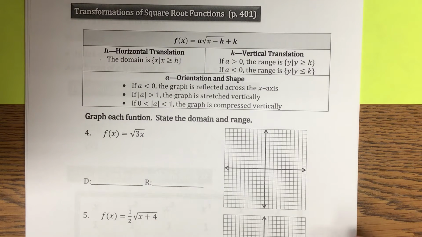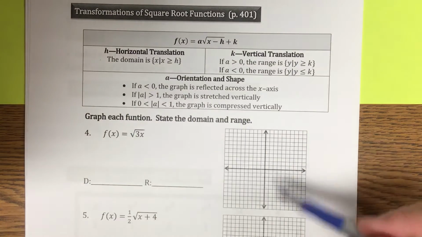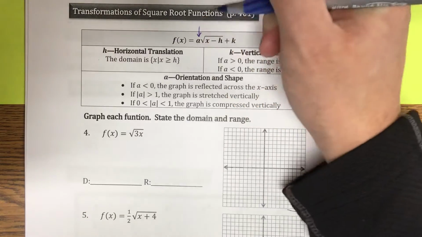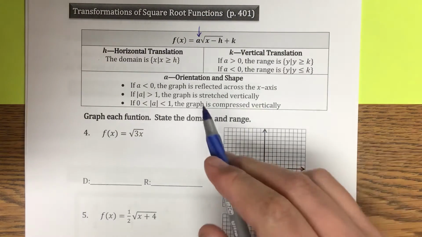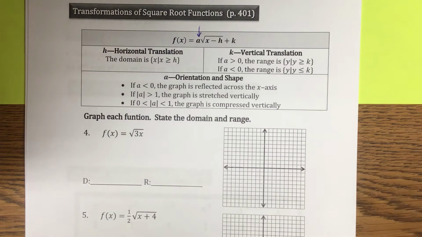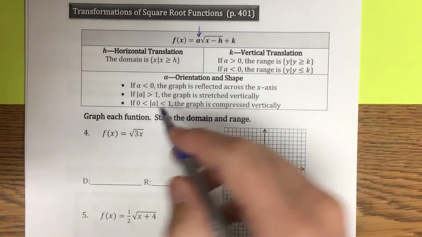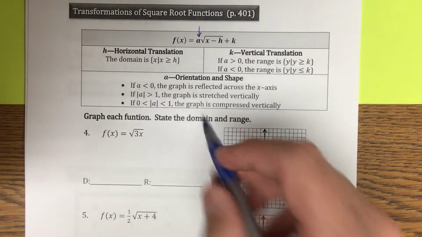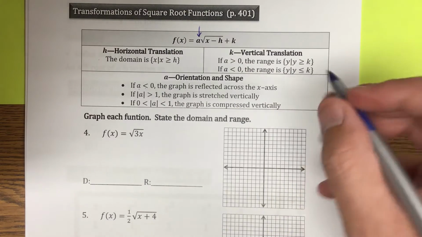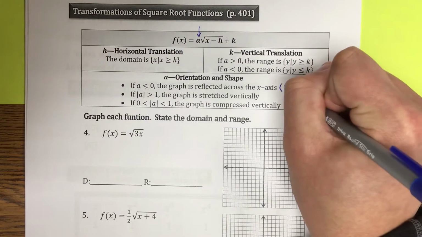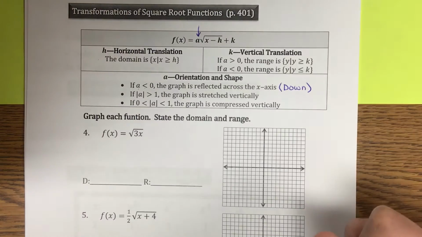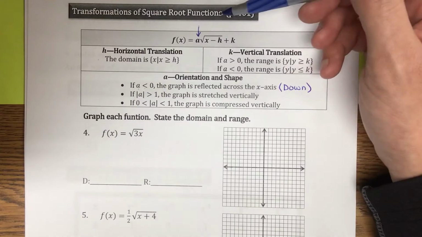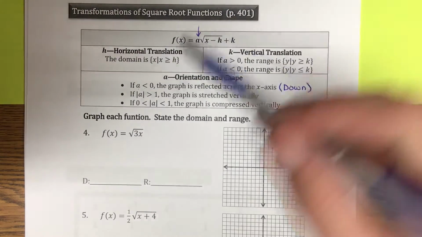So there are some rules that you can pay attention to when it comes to transformations of square roots. I'll hit the highlights here for you. The a value out front is going to describe if your graph is going up or if your graph is going down. So it says here in this first bullet point, if a is less than 0, if it's negative, the graph is reflected across the x-axis and it's basically just going to go down. Okay, so if your a value is positive, the graph goes up. If your a value is negative, it goes down.